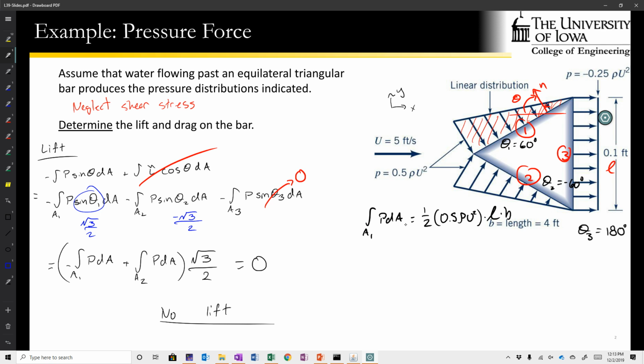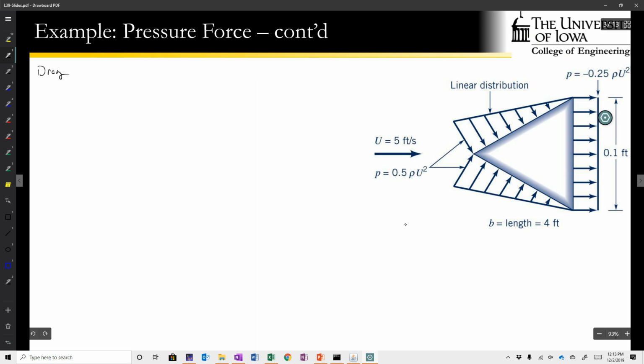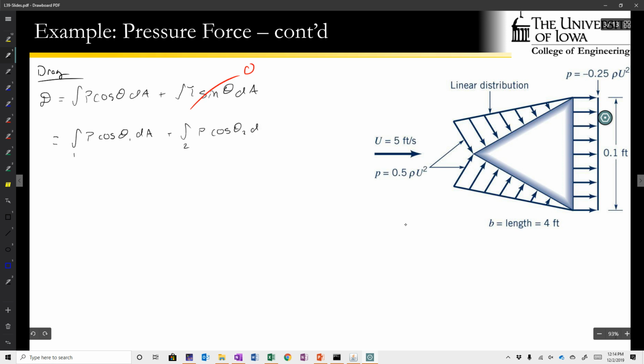When we calculate the drag, we're going to very quickly go through the calculation of drag. Once again, now we can say that drag is equal to integral P cosine theta dA plus integral of tau sine theta dA. We're assuming that the tau here is equal to zero. Break this up: integral over surface 1, P cosine theta 1 dA plus integral over surface 2 of P cosine theta 2 dA plus integral over surface 3, P cosine theta 3 dA.